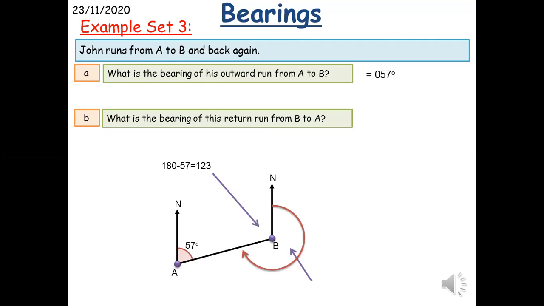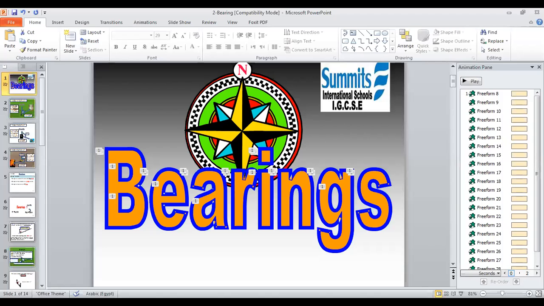Did I get my answer now? No, I must subtract this angle, the 123, from 360, which will give me 237. So the bearing is 237 degrees.